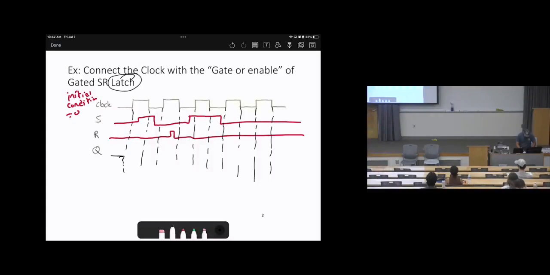Then in this cycle, during the on cycle, S is 0, R is 0, which means hold. Then here there will be updates. Let me locate the updates.